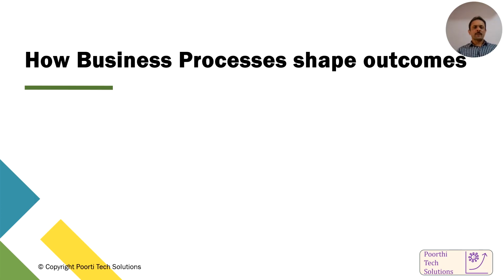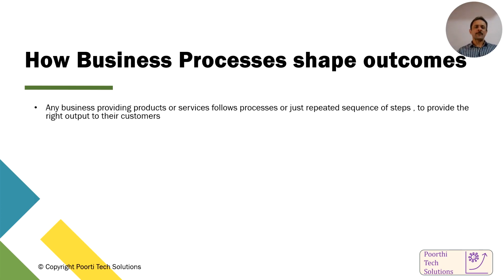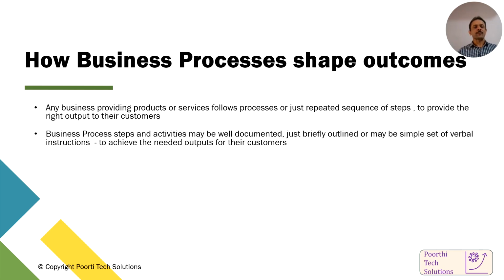So when we say business processes, how do they help to shape the outcomes of our business? Any business providing a product or service follows processes, or just repeated sequences of steps, to provide the right output to their customers. These business process steps and activities may be well documented, just briefly outlined, or they may be a simple set of verbal instructions to achieve the needed output for the customer.